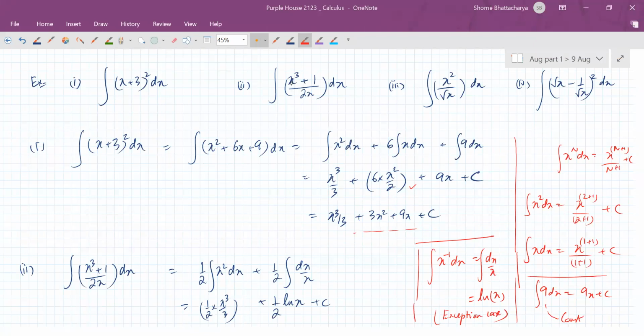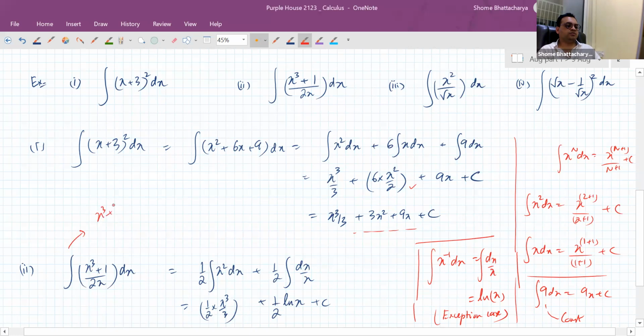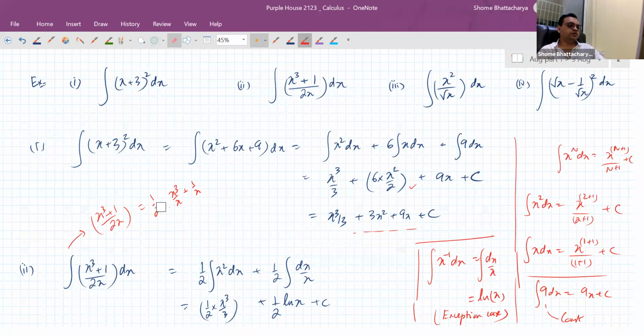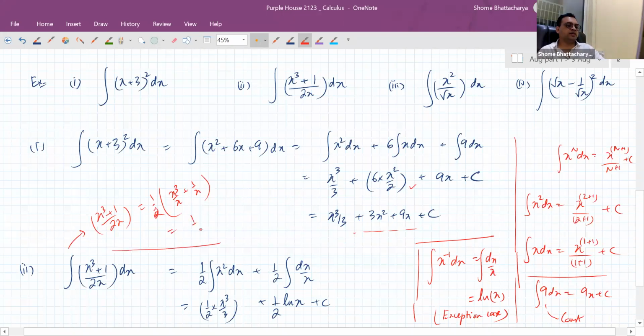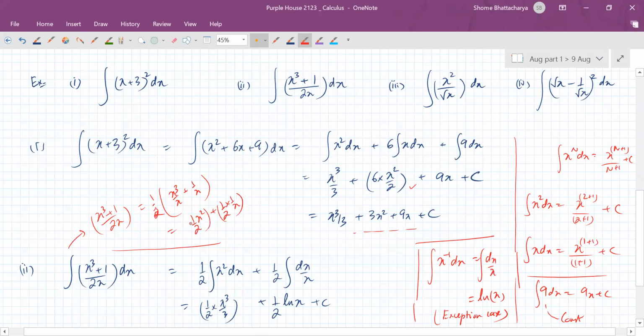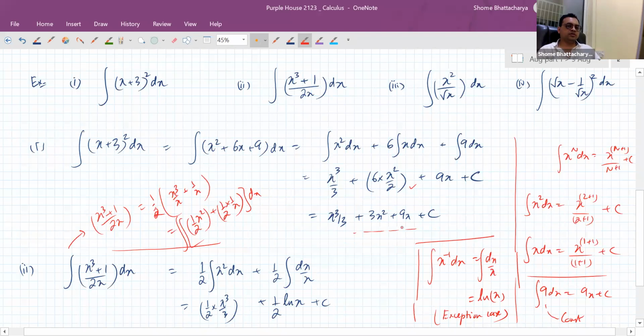So what did you do in the first step? How did you start? You took the half as common. x cube plus 1 by 2x, you first take the half outside, then do x cube by x, plus 1 by x. Then separate out those two terms. So you understood, took half as common, right? Half is constant and it's common also. So it's 1 by 2 x square plus 1 by 2 into 1 by x now. Now you integrate this term. When you integrate it, separate them out using the distributive property.